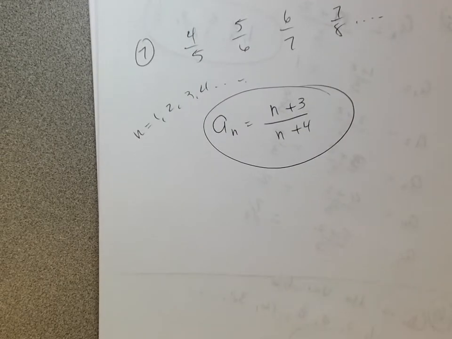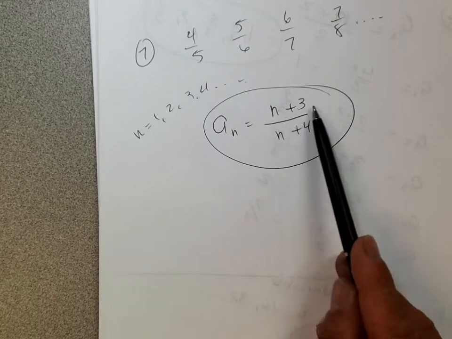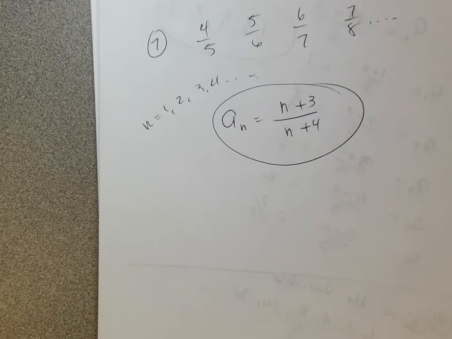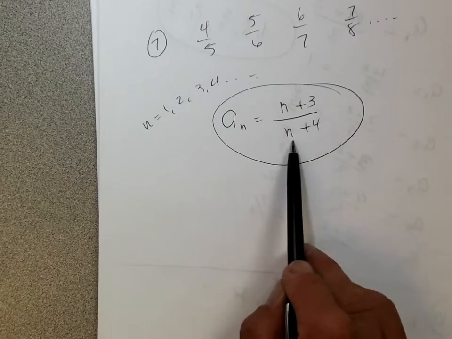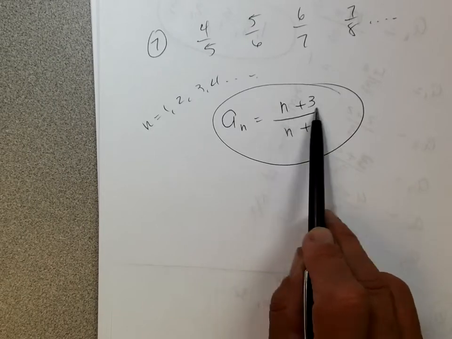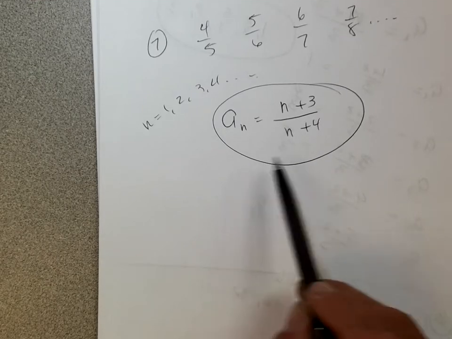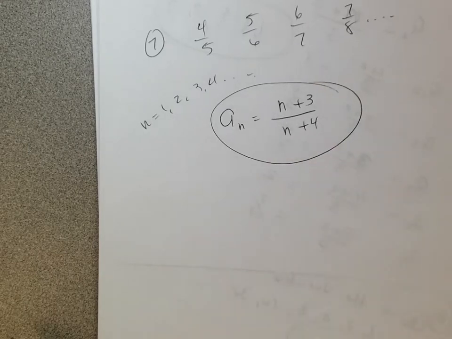How'd I get that? This is not one of the ones that are up there, but I got to use my brain. If you plug in 1, what do you get? 4 over 5. Plug in 2, what do you get? 5 over 6. Plug in 3. Okay, Ashley, plug in 3. 3 plus 3 is 6. 3 plus 4 is 7. It makes 6 sevenths.